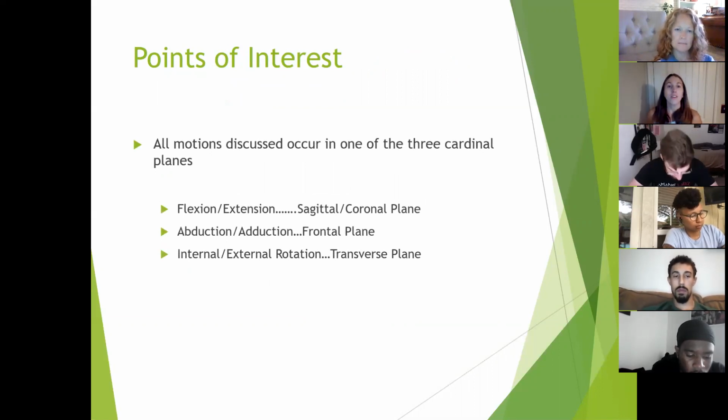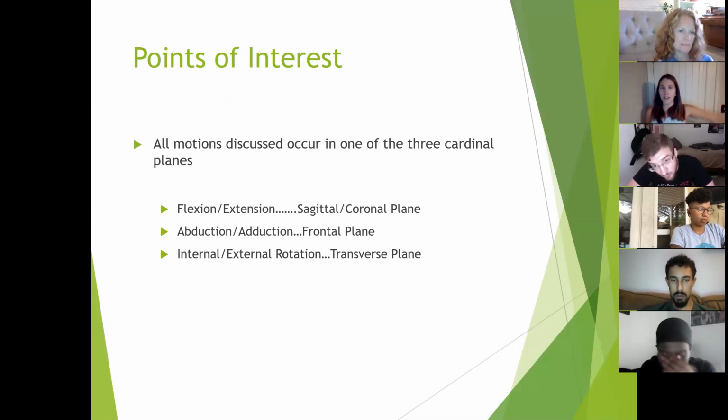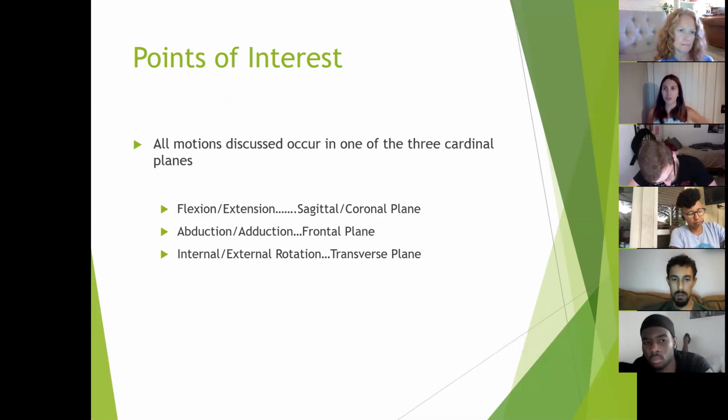So all motions discussed occur in one of the three cardinal planes: flexion, extension, sagittal plane; abduction, adduction, frontal plane; internal, external rotation, transverse plane. So do you see how those kind of came back? I haven't really used those words in a while. But if you start to put on your critical thinking hats, you're thinking about, okay, flexion, extension, especially if you're thinking bicep curl, sagittal, right? Makes sense. Abduction, adduction, frontal plane, makes sense. Internal, external rotation, transverse plane, makes sense, right? Okay.